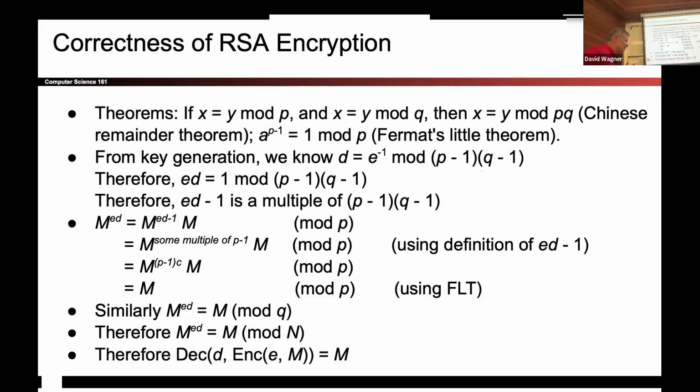So decrypting gives me a number that is equivalent to the original message modulo N. All the numbers are reduced mod N, so they're between 0 and N minus 1. So if two things are equivalent, have the same value mod N, and they're both between 0 and N minus 1, they must be the same. So when I decrypt an encrypted value, what I get back is the same as what I started with.